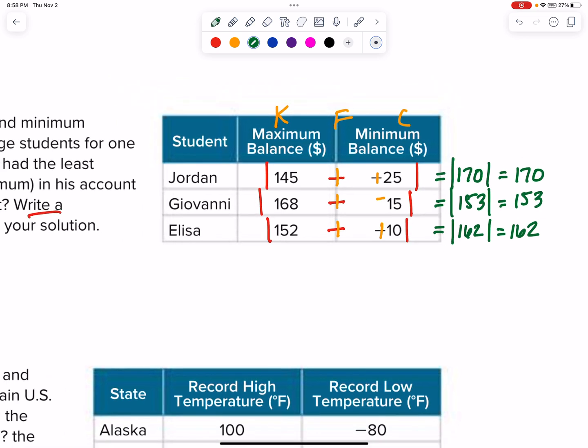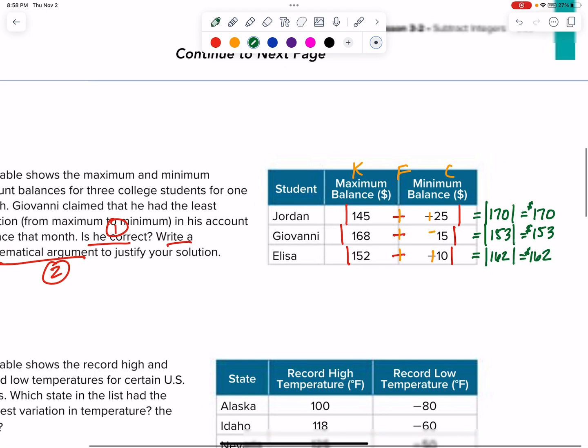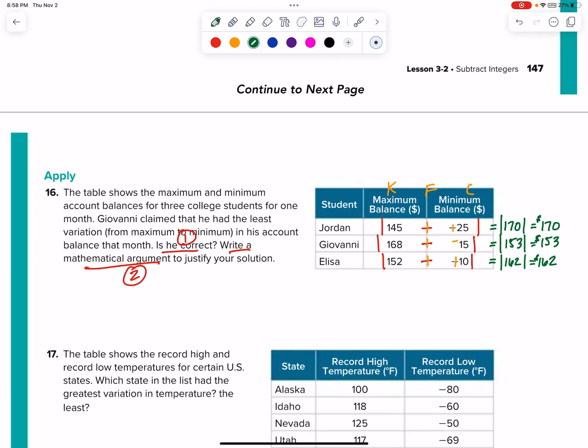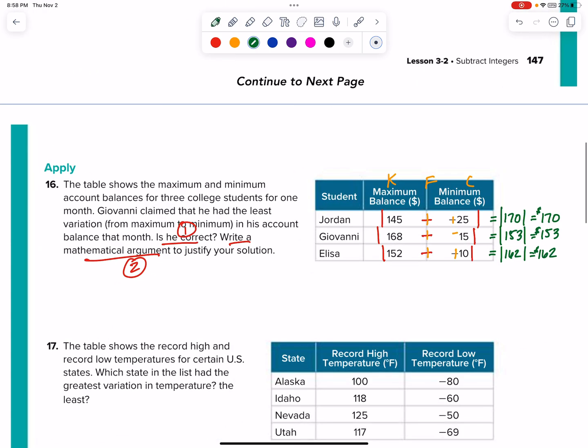All right, so there is our balance difference. Okay, this is all money difference. Okay, $162 range, that kind of thing. All right, so Giovanni says he has the least variation. So let's look. Giovanni, his variation is 153. Everyone else's is 162 and 170. So is he correct? Yeah, he has the least. So yes, I'm actually surprised they have him be correct.